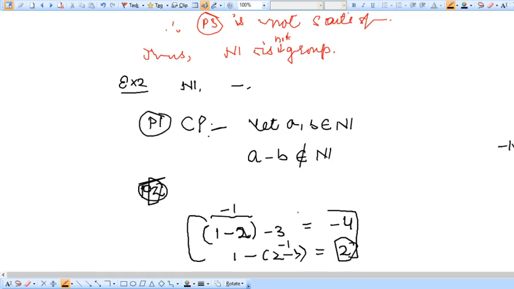Therefore we will say this natural number set is not a group under addition. It is not even a group under subtraction. Sorry, I said addition in the last sentence. So we concluded this is not a group, not even a groupoid.